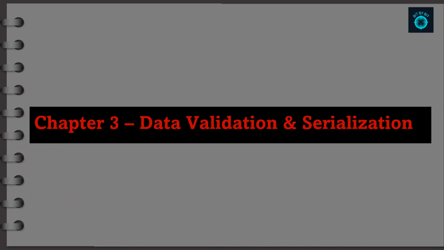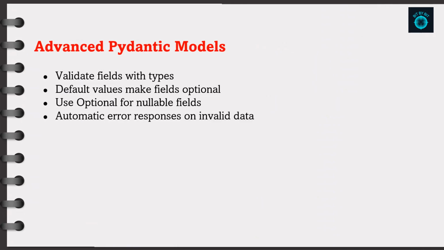Chapter 3: Data Validation and Serialization. Advanced Pydantic Models. Pydantic models make your API data safe and reliable. Every field has a type, so FastAPI validates requests automatically. If a client sends the wrong type, the framework rejects it and returns a clear error.